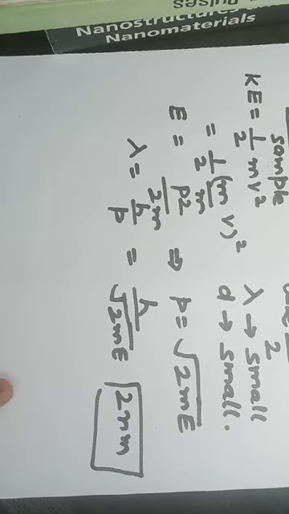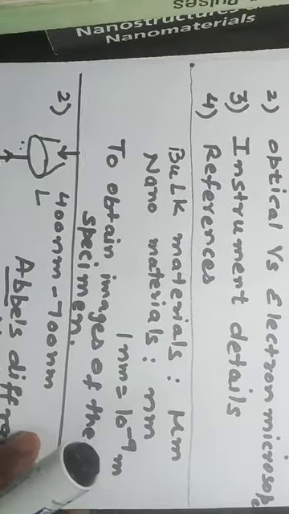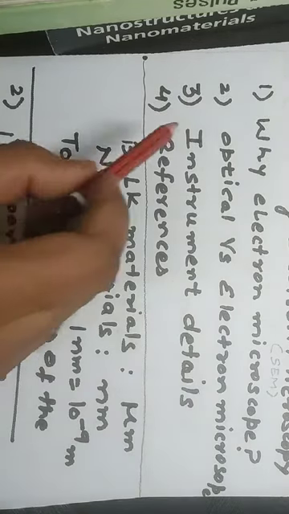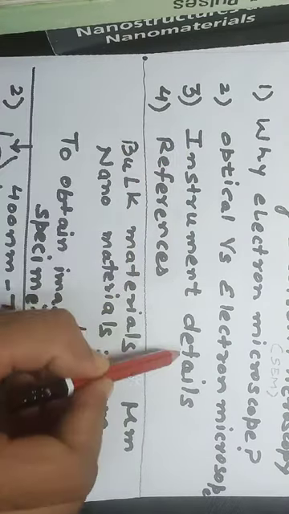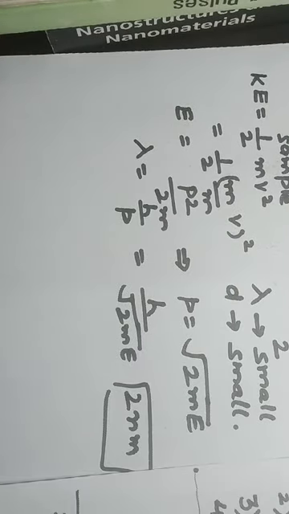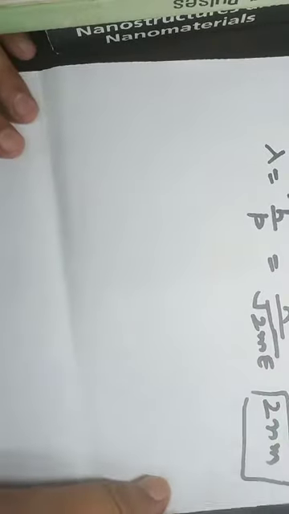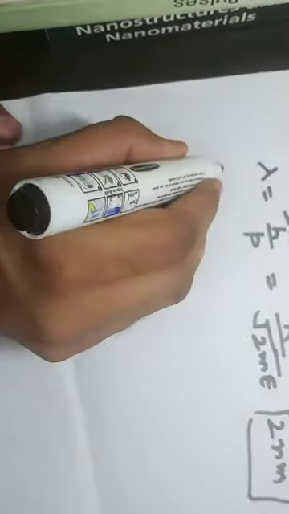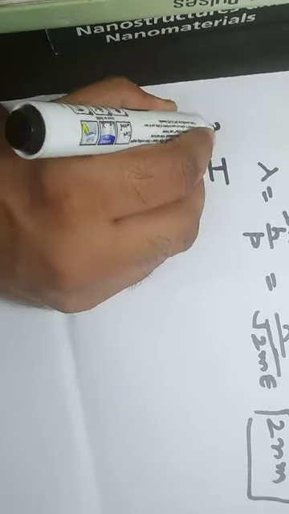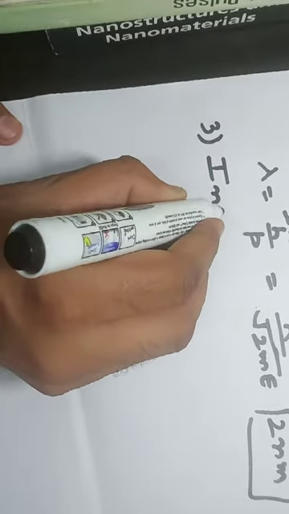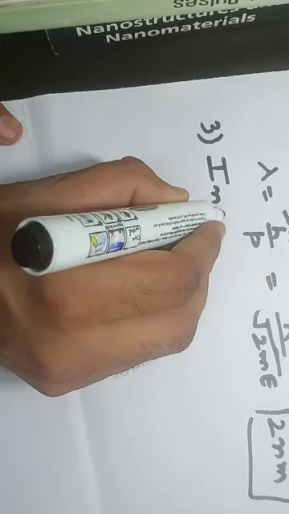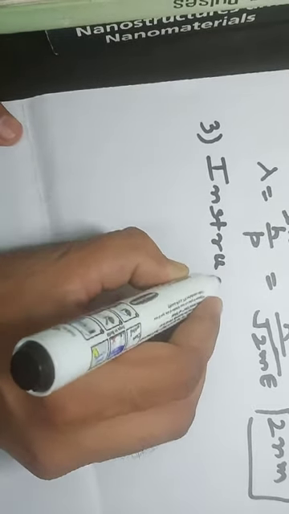The next point which we would like to come to: we have answered the second question, and now we come to the third question, which is the instrumental details. So let's come one by one, what type of instrument it is. I would like to draw it briefly. So we are coming to the third topic, which is instrument details.